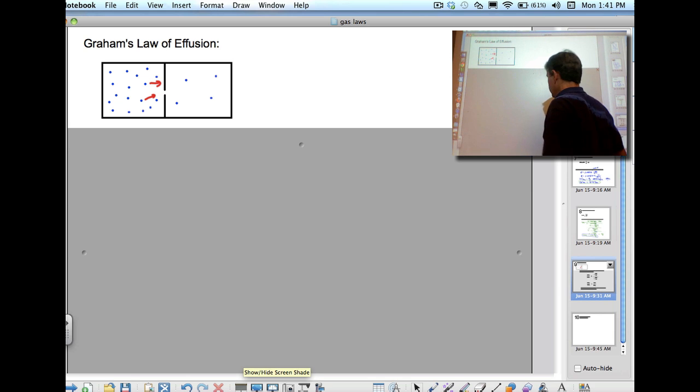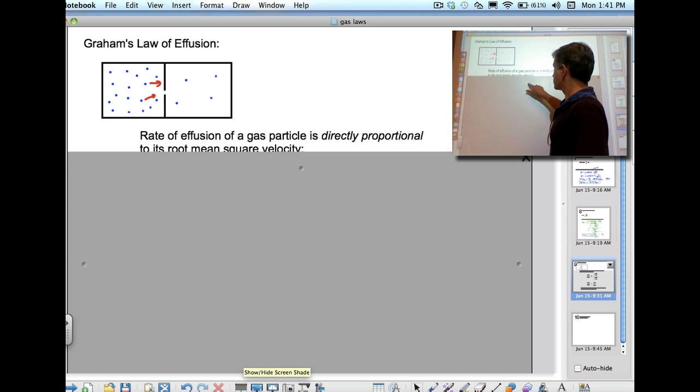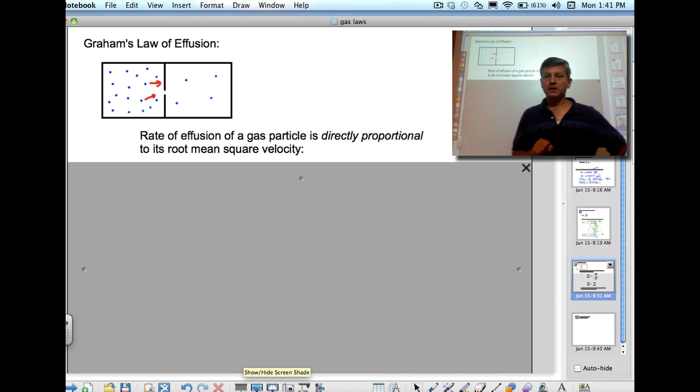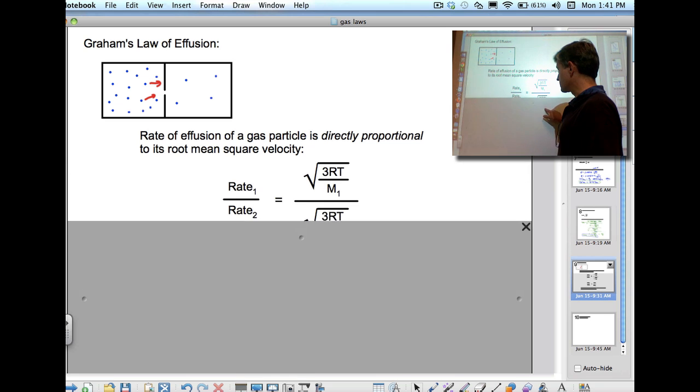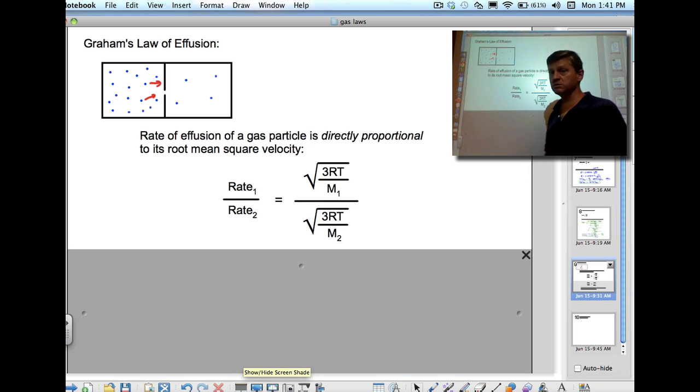That is called effusion. Well, it turns out that how rapidly a particle effuses is directly proportional to the root mean square velocity. It's not exactly equal to it, obviously, but it's proportional to it. We don't often calculate the actual rate of effusion of a particular gas, but what we can do is compare the relative rates of effusion of two different gases. Okay? So let's consider two gases, gas 1 and gas 2.